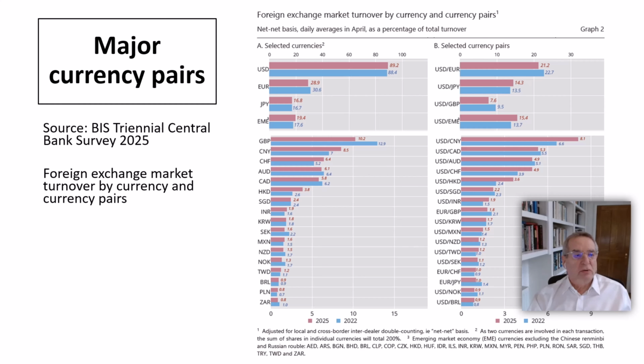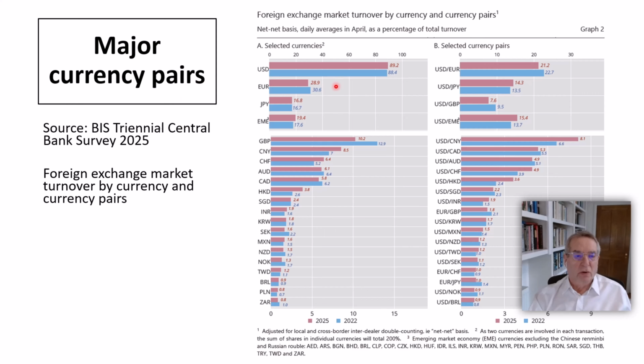Let us turn now to the major currency pairs. Now, this is also covered in the triennial survey, and we can now see the specific currencies. So, for example, the dollar is involved in around 88–89% of all trades. It does point out down here, by the way, that as two currencies are involved in each transaction, the sum of shares over here will add up to 200%. Now, the dollar, the world's reserve currency, then features in around 90% of that 200.